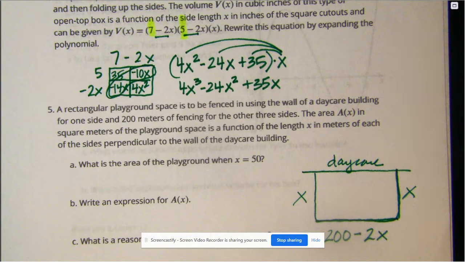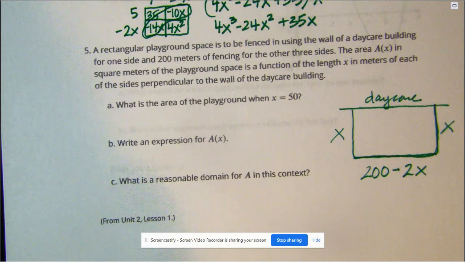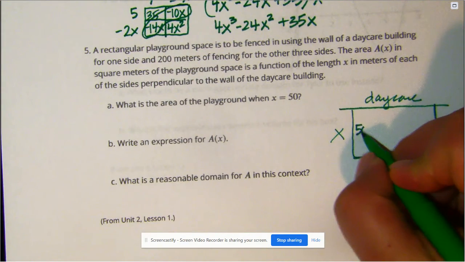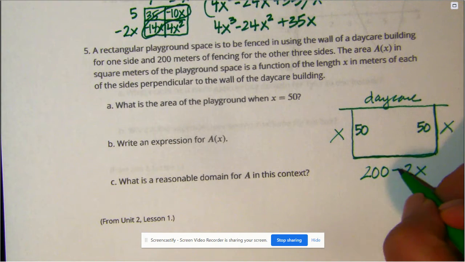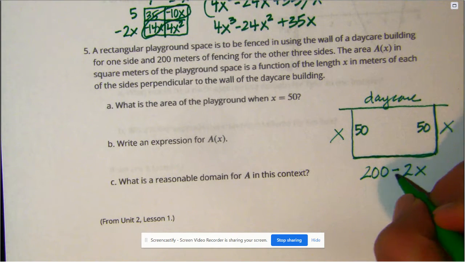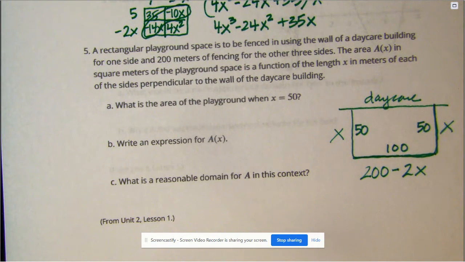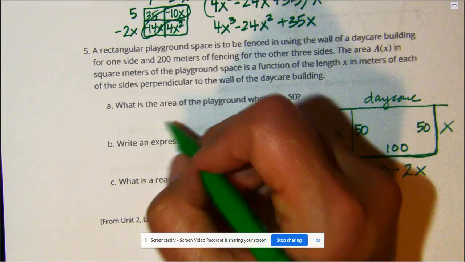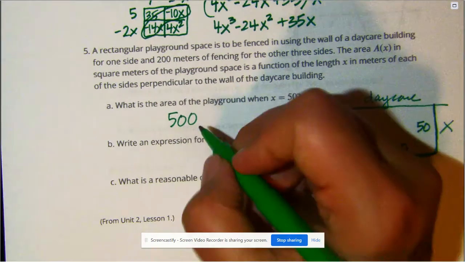It says, what is the area of the playground when x is 50? Well, first of all, I think it'd make more sense to do this part first. Or maybe you could just do this in your head. If this is 50, and this is 50, then that's 200 take away 2 of those, which is 100. So that's 200 take away 100, which is 100. And how do you find the area? 50 times 100, so it's 5000.